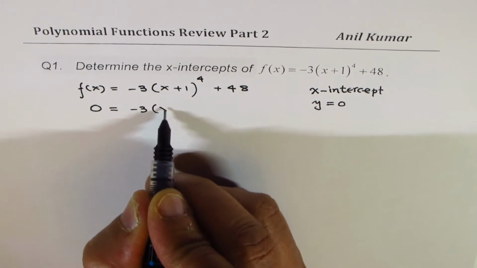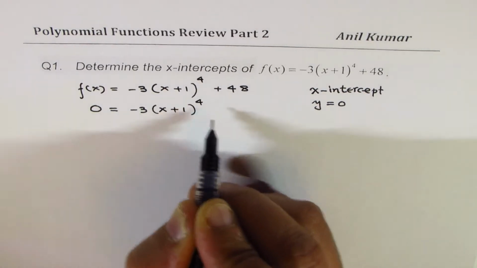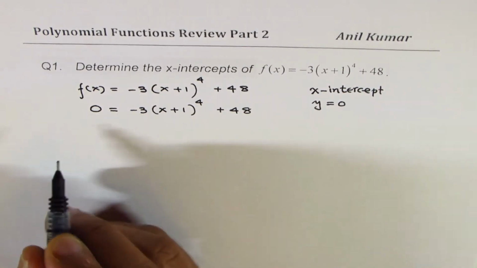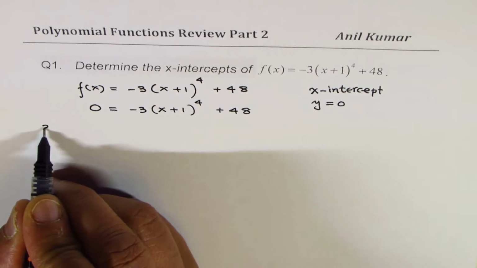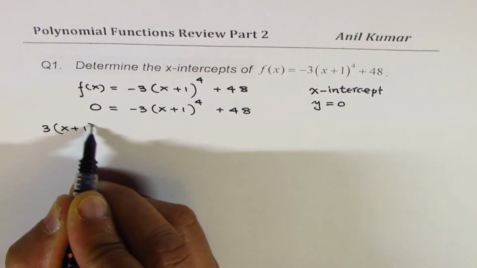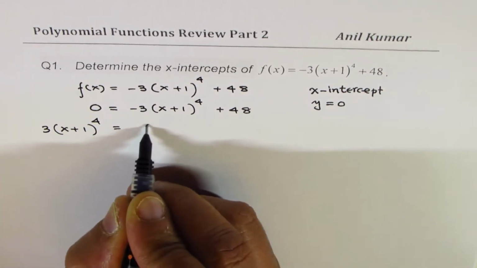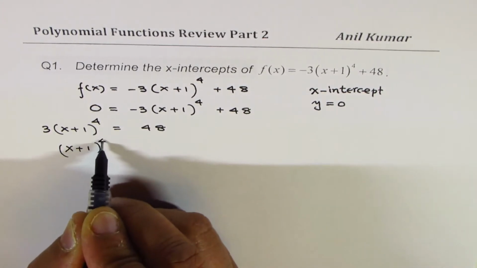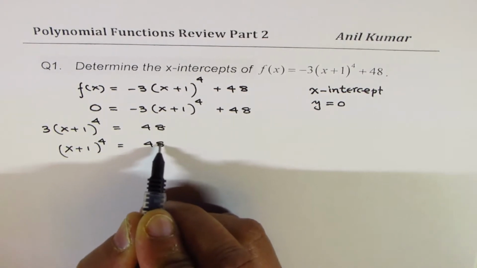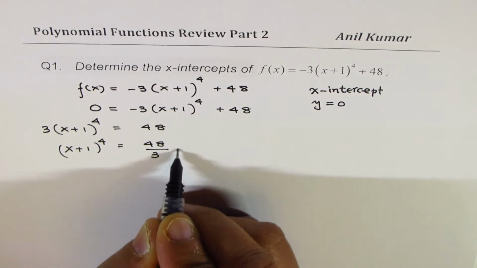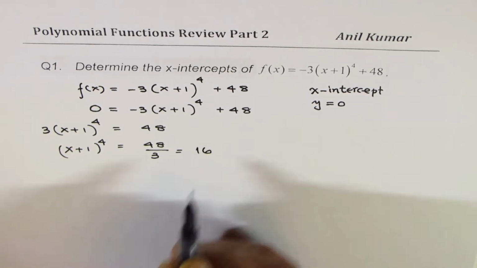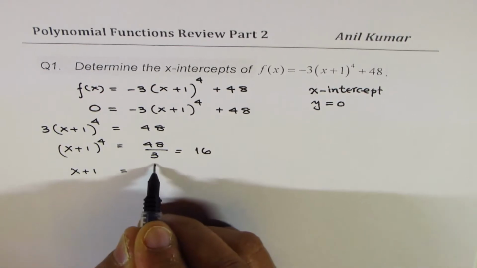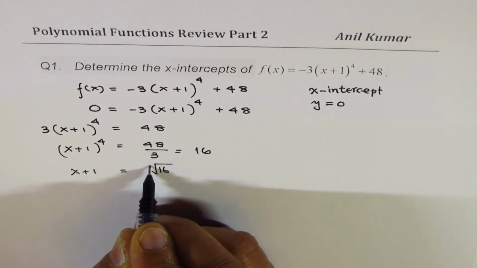So we get minus 3 times (x plus 1) to the power of 4 plus 48 equals 0. So we can now rearrange, take these terms to the left side. So we get 3 times (x plus 1) to the power of 4 equals 48. Divide by 3, you get (x plus 1) to the power of 4 equals 48 divided by 3, which is 16. Now you take the fourth root. So we get x plus 1 equals the fourth root of 16.